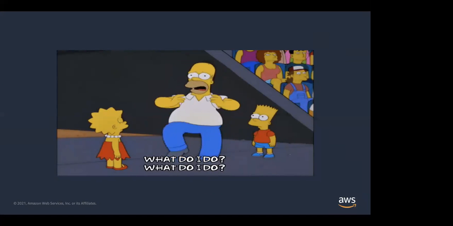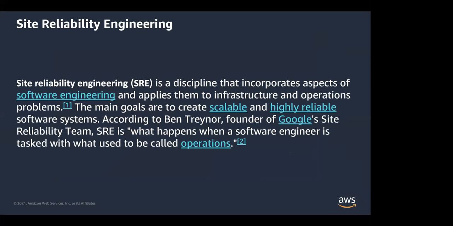What are the things we need to do? Okay, so one thing you want to do is establish a team or a role or somebody in the organization that is considered a site reliability engineer. Site reliability engineering is a discipline that incorporates aspects of software engineering and applies them to infrastructure and operations problems. The goals are to create scalable and highly reliable software systems. And the software systems are not just the application, but also the infrastructure that's running it, okay?